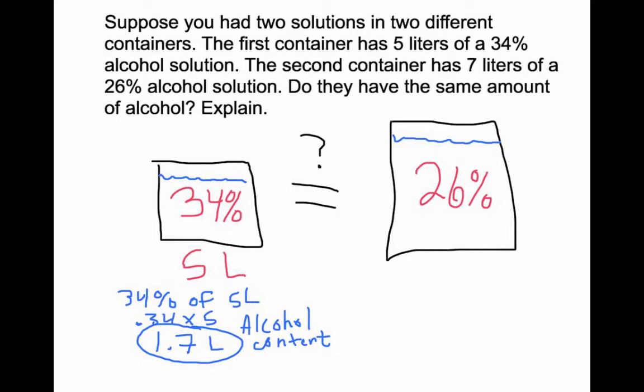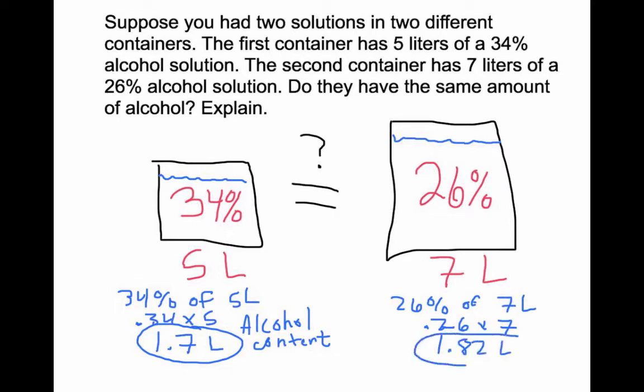What I want to know is, does that match the container on the right? Well, in this case, I don't have 5 liters. I have 7 liters in this larger container. So what I want to look at is 26% of 7 liters. I can take 0.26 and multiply that by 7, and when you do that, you get 1.82, and again this is liters.